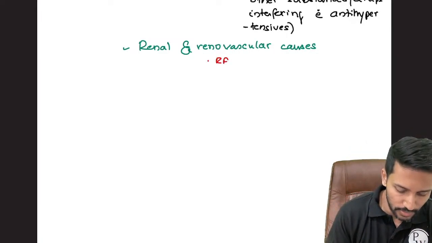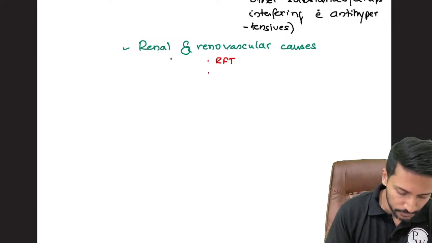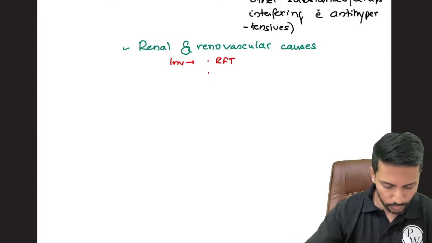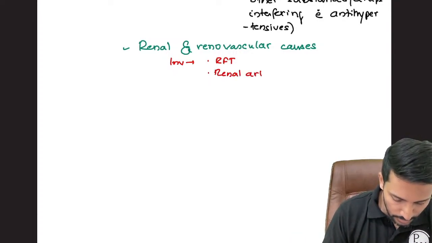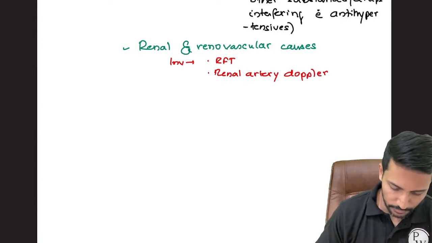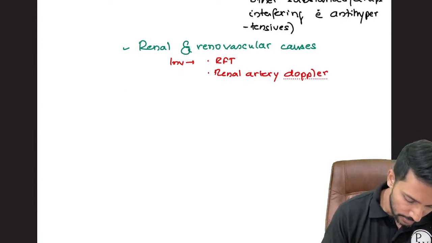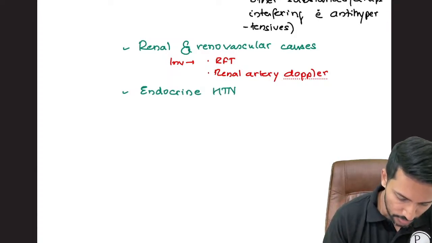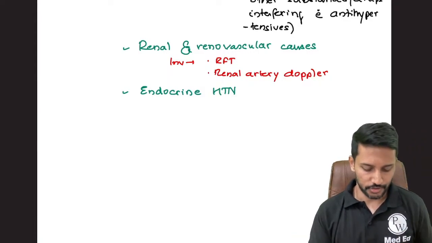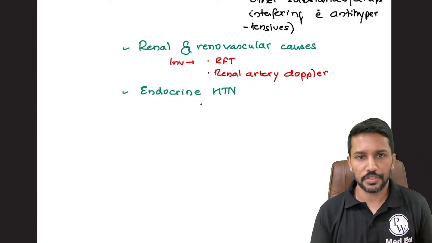So I would require renal function tests, right? Then I would require at least a renal artery Doppler: renal function test and renal artery Doppler. And then endocrine hypertension. So obviously, what minimum investigations would I require?